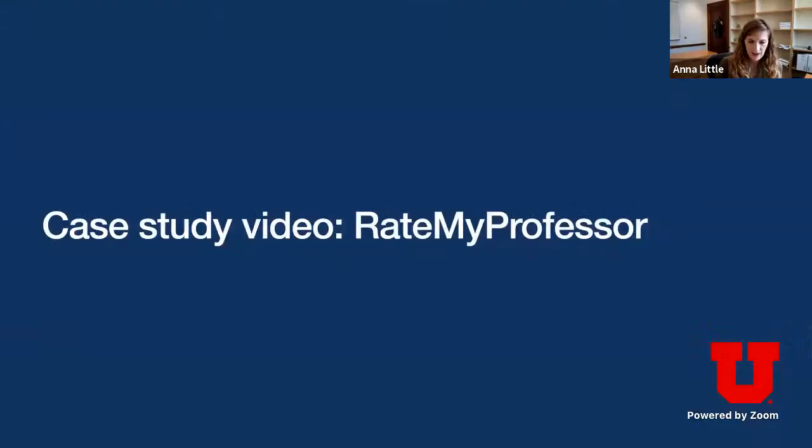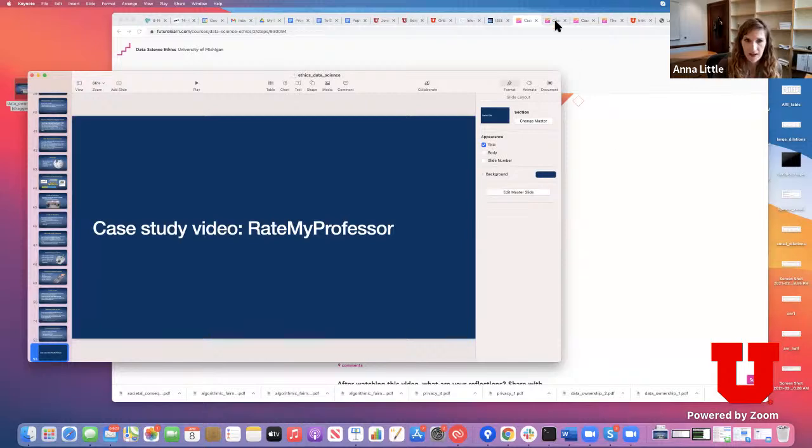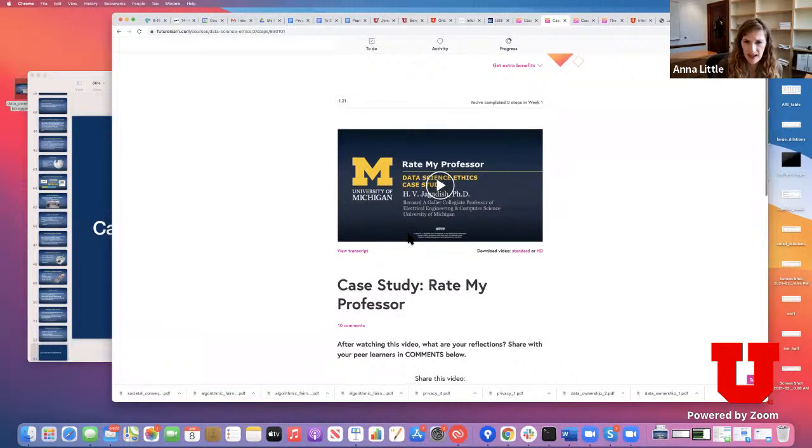Okay, let's go to the case study here. This is an interesting one to think about in terms of data ownership, and it's about the website ratemyprofessor.com.